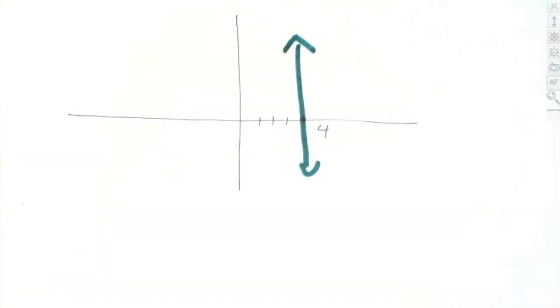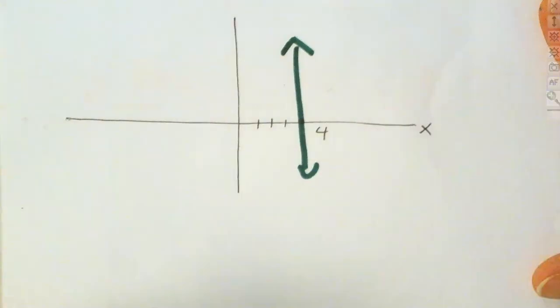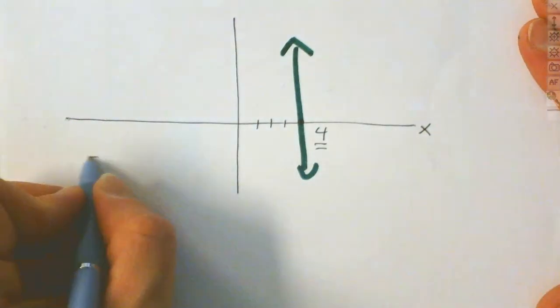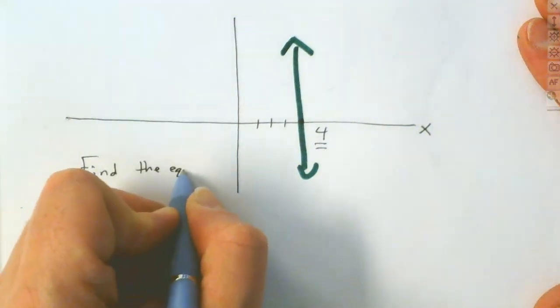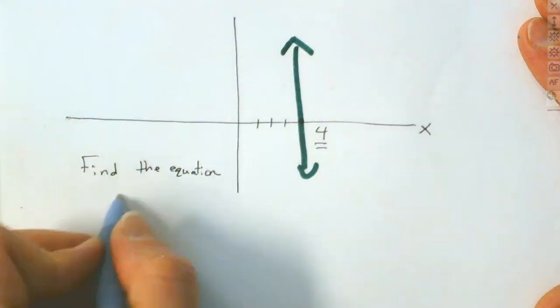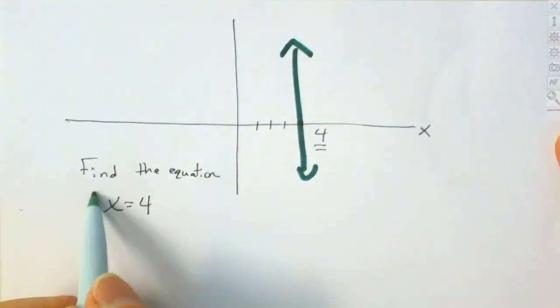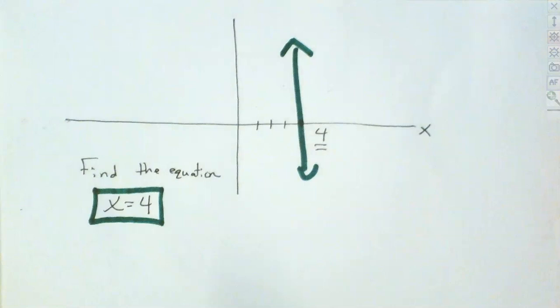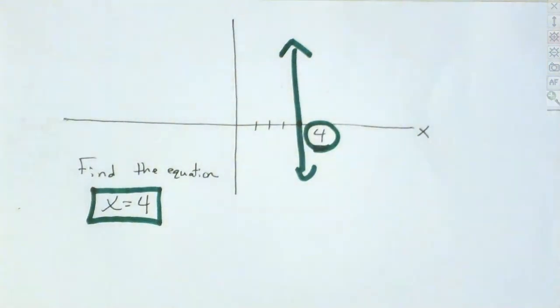What axis does it cross? Does it cross the x-axis or does it cross the y-axis? X-axis. And where does it cross the x-axis at? 4. So what would my equation be? And it's going to be very simple here. It crosses the x-axis, and it crosses the x-axis at what? 4. So my equation would simply be x equals 4. Because it's a vertical line, right? So that means it's an x line. And where does it cross the x-axis at? Positive 4.